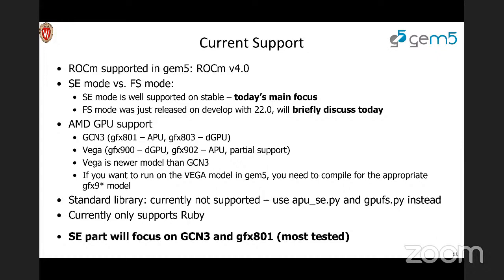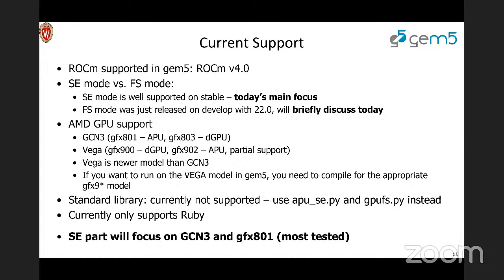the discrete GPUs and 902 for APUs, although the 902 support is partial because the AMD machine learning libraries don't support APUs. So if you're trying to run machine learning workloads, a 902 will probably not, well, it might work, I guess is the right way to say it. It is, as the library developers put it, best effort support. So it might not be the most efficient, but in theory, it'll work.